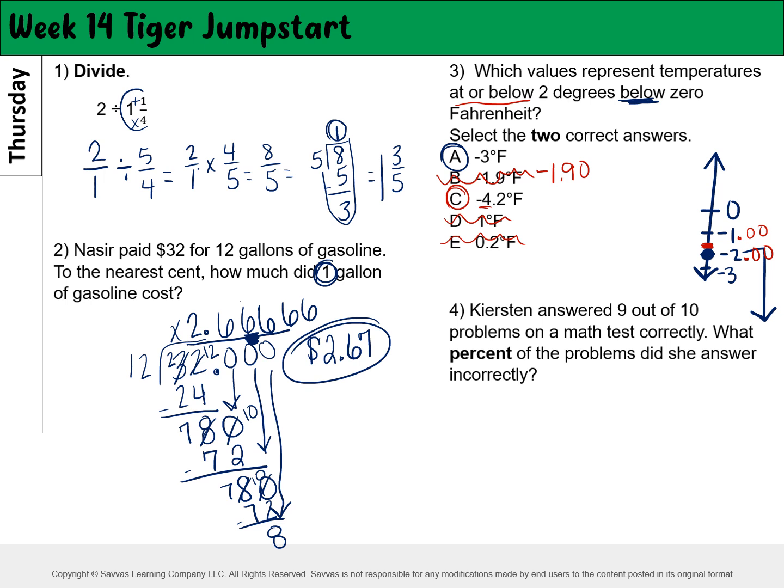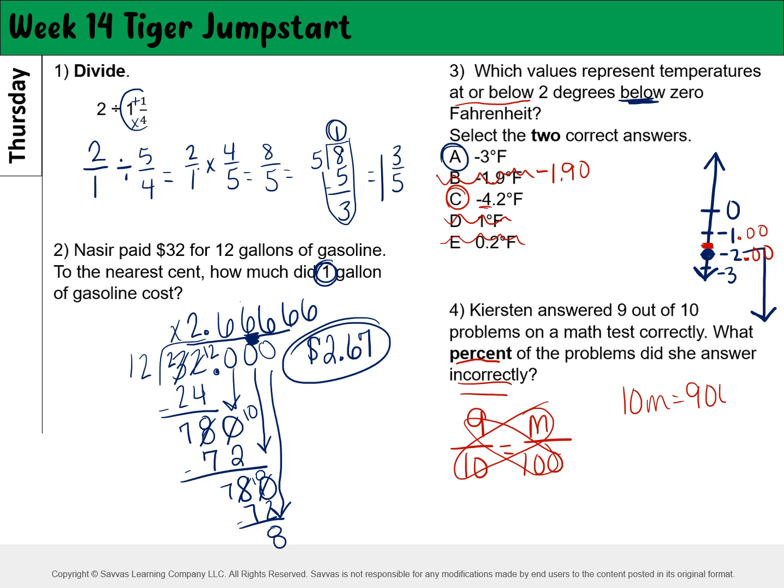Number 4. Kirsten answered 9 out of 10 problems on a math test correctly. What percent of the problems did she answer incorrectly? So you have 9 out of 10 equals percent out of 100. Now remember, this 9 represents what she had answered correctly. The question wants to know what she answered incorrectly. So let's figure out what she answered correctly first. Let's put our variable and cross multiply. 10 times m would make 10m. 9 times 100 would be 900.